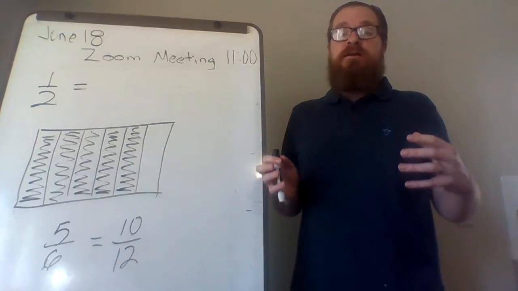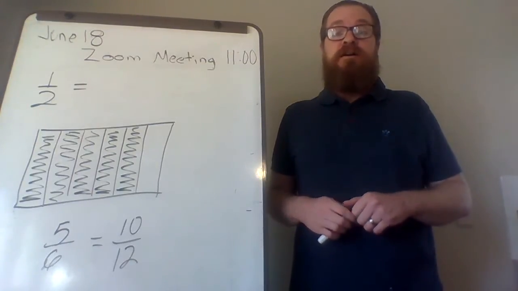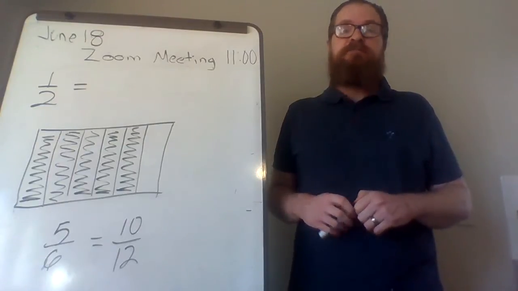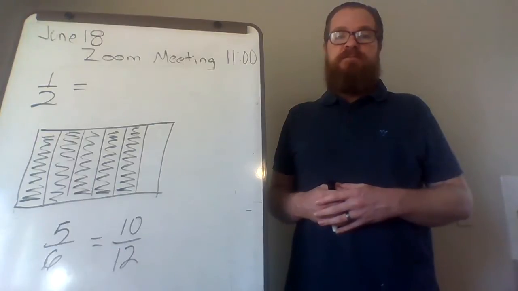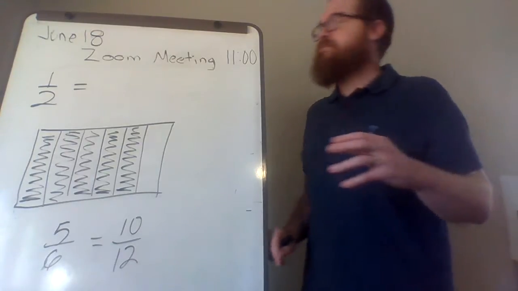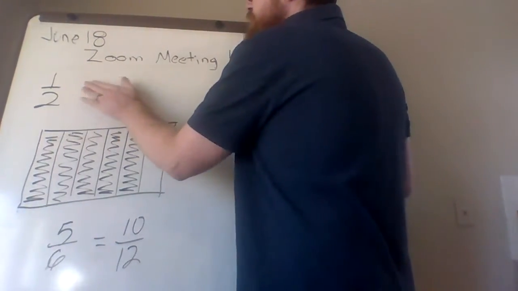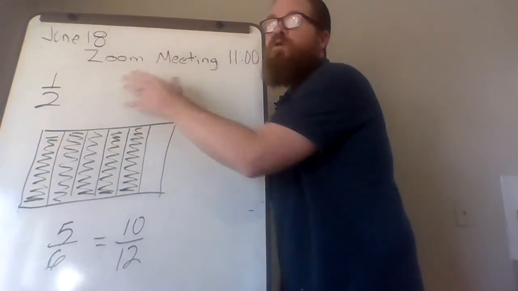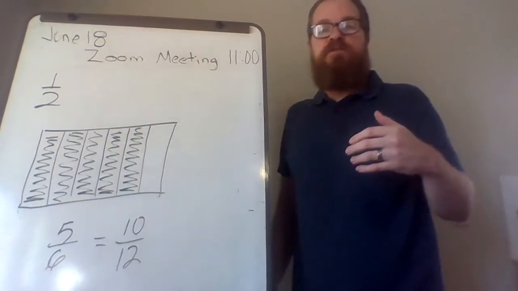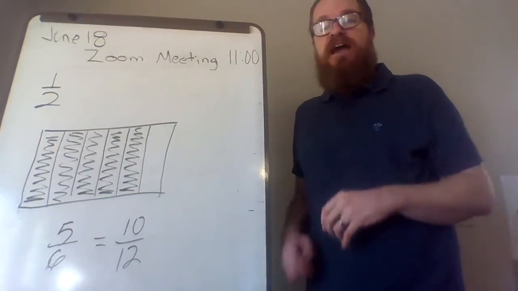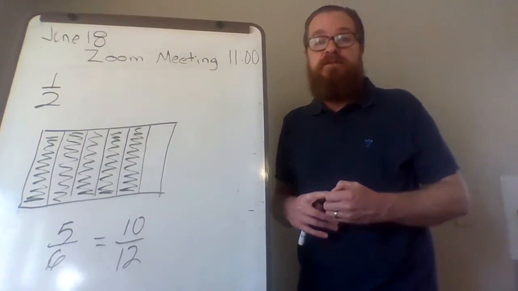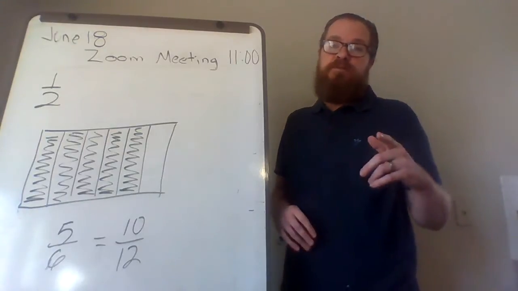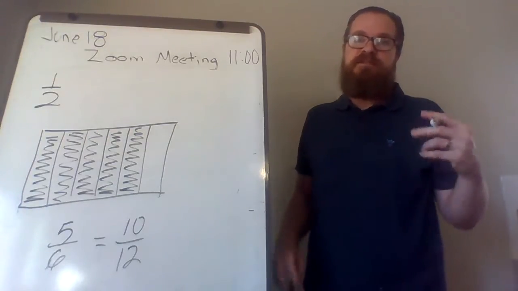Today, we are continuing to work on equivalent fractions, and we're going to be looking at them in a couple of different ways. Okay? So first, let me start with just making equivalent fractions. If I have 1/2, and I want to make equivalent fractions for 1/2, I can multiply the numerator and the denominator by the same number to get other fractions. So let me give you an example.